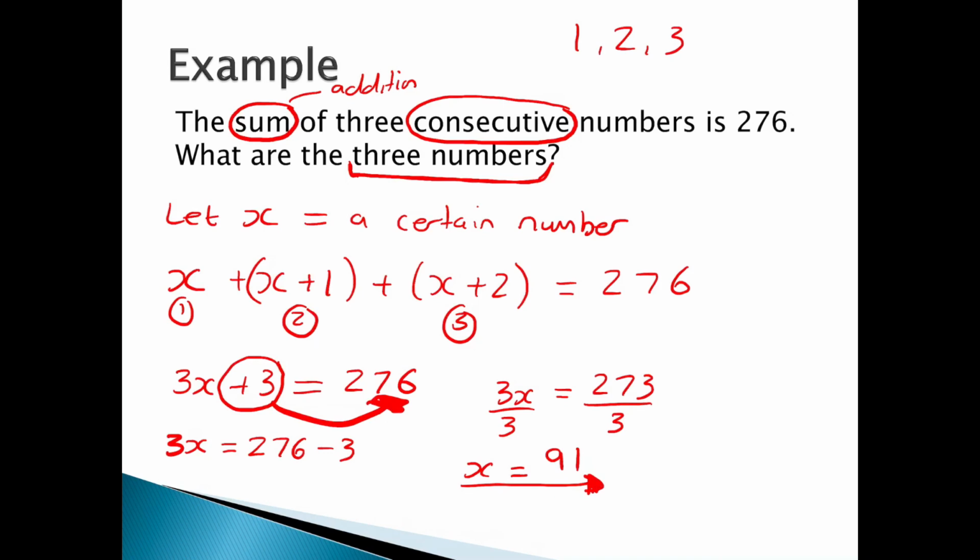And when we're dealing with a word equation, we always want to finish it off with a conclusion. So therefore, the three numbers are 91. Then if we look at our second number, whatever x was, plus 1, which makes it 92. And then the third one, which is x plus 2, is 93. So my three numbers are 91, 92, and 93.